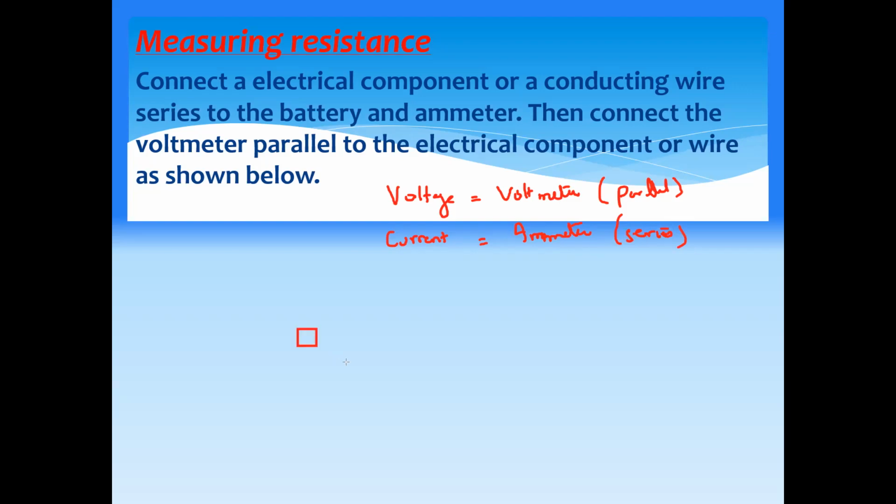So we have a fixed resistor. If I say draw a circuit to measure the resistance of this resistor, what do you need? A voltage. And how to get the voltage? You connect a voltmeter parallel to this. Then we need a current, so we will connect an ammeter in series to this. And then we have a battery.